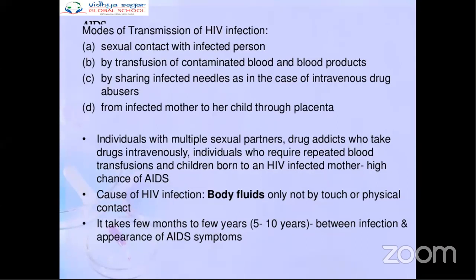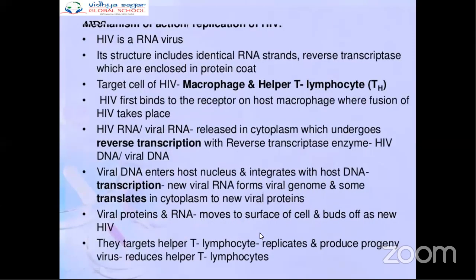So individuals with multiple sexual partners are high risk individuals. Those having multiple sexual partners, drug addicts taking drugs intravenously, individuals who require repeated blood transfusion, and children born to an HIV infected mother have a high risk of AIDS. So the cause of infection is only through body fluid, not by touch or physical contact. The incubation period of HIV/AIDS is a few months to a few years between infection and the appearance of the symptoms, mostly 5 to 10 years.